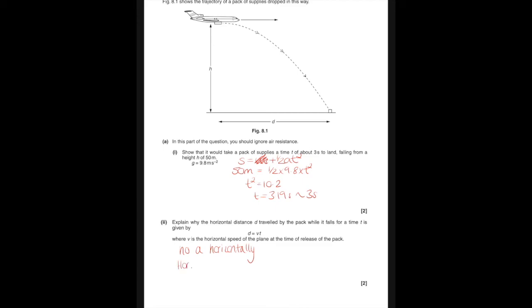All right, you could say that the horizontal and the vertical velocities are independent. Okay, so you could say that it's independent. And in fact, sorry, apologies, that wouldn't be horizontal and vertical velocities. You could just say that the horizontal and vertical motion is independent of each other. Okay, so there's another thing you could say. You could say that the horizontal is unaffected by gravity.